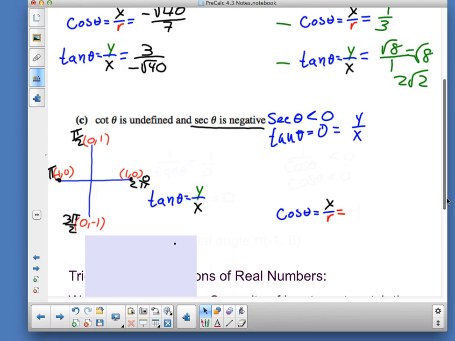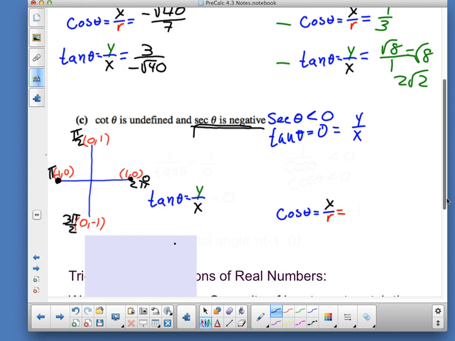Are you okay that this is a quadrantal angle? Okay? Because y is 0. It has to be on an axis. X is negative, and we know that secant's negative, so that means cosine's negative, so it's got to be right here. Sitting right there. Those are the 2 possible spots I got. I've got either 1, 0 or negative 1, 0 as my answers.